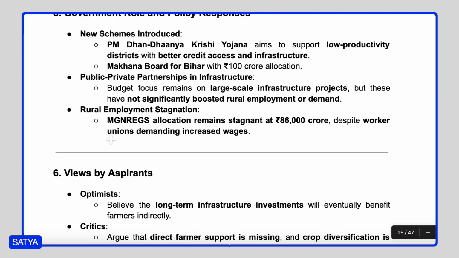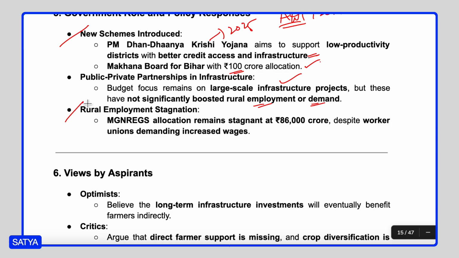In the budget for agriculture, they introduced some new schemes like Dhanya Krishi Yojana, which is similar to the aspirational district program started in 2017. Now they introduced it in 2025 for low-productivity districts with better credit access and infrastructure. And Makhana Board for Bihar is another new scheme, which has a 100 crore allocation. These are the two schemes introduced for agriculture in the latest budget. At the same time, they are giving importance to public-private partnership for large-scale infrastructure projects and to boost rural employment and demand, which is okay.